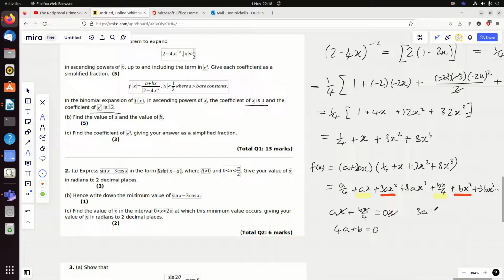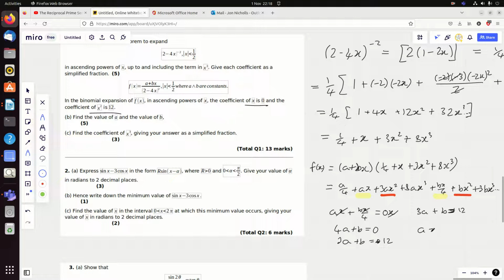We've also got 3a plus b. Do you mind if I just ignore the x squareds this time? 3a plus b equals 12. And so I've got two simultaneous equations to solve. Now, if I subtract them, I should be able to find a, because they've both got a b on the end. So let's subtract.